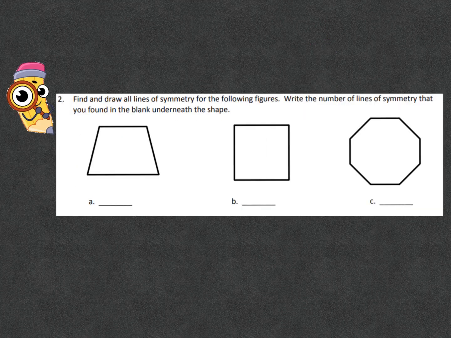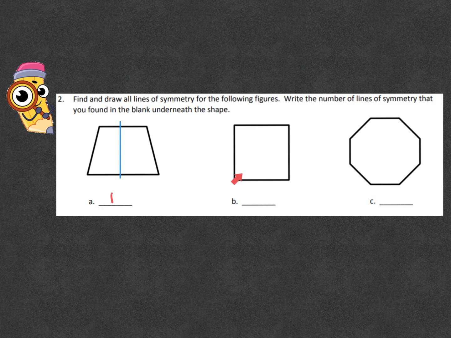Our second example says to find and draw all lines of symmetry for the following figures. We're also going to write the number of lines of symmetry that we find in the blank underneath the shape. Looking at our first shape, we can see that we have a trapezoid. To create two shapes that are mirror images of one another, we draw our line of symmetry vertically through the middle of the trapezoid. Because the top and the bottom of the trapezoid are not congruent lengths, we cannot make a horizontal line of symmetry.